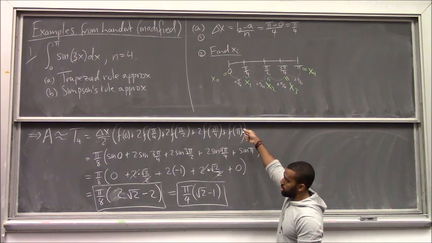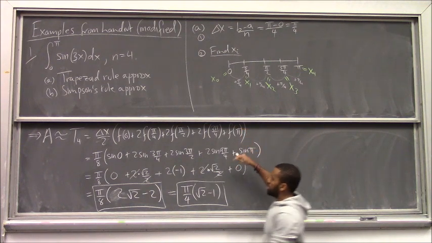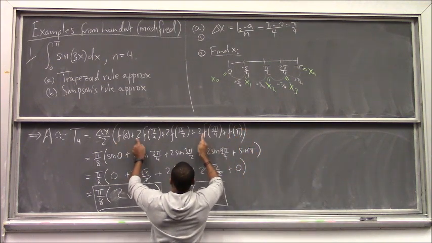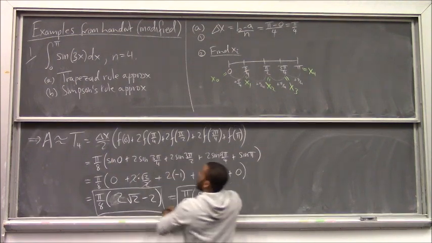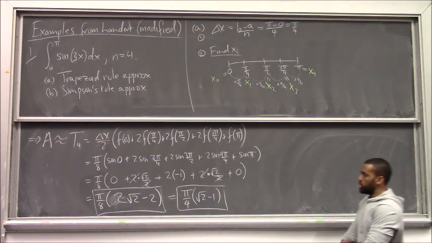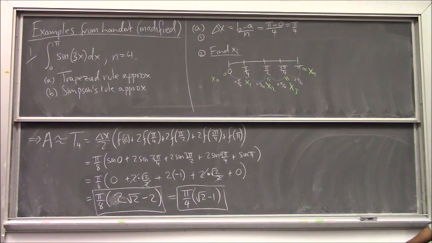So for the trapezoid rule, the first and the last y values stay the same, but you double up all intermediate y values, multiply by delta x over 2, and now it's just a plug and chug. Actually do the computations and just simplify.